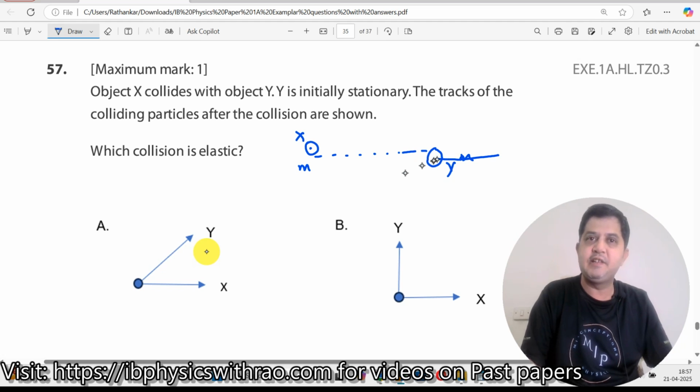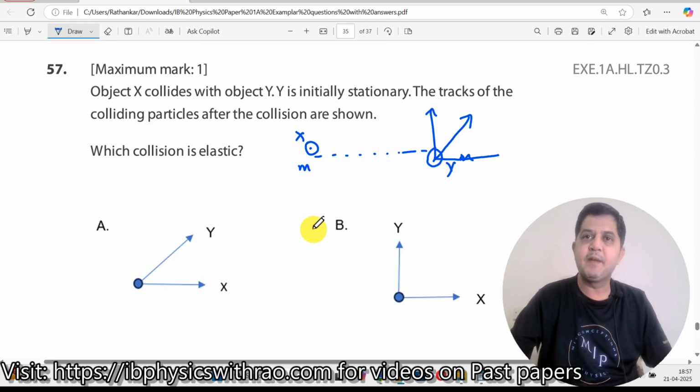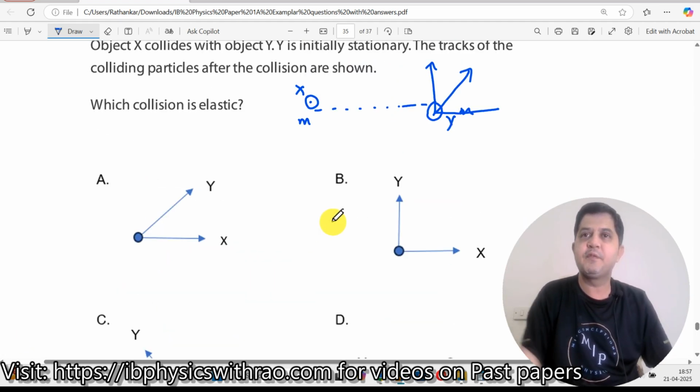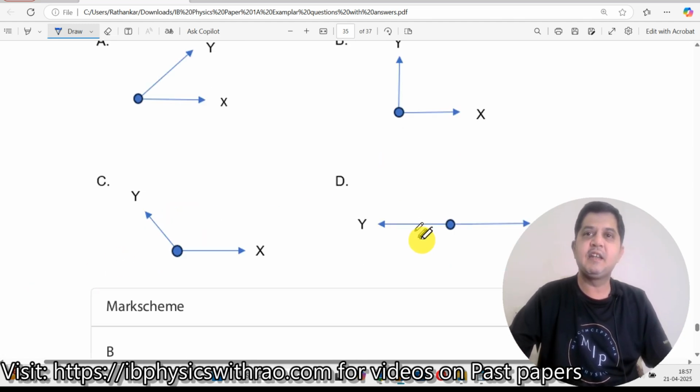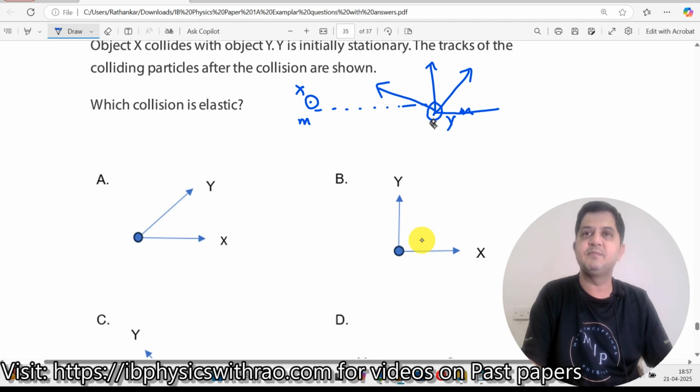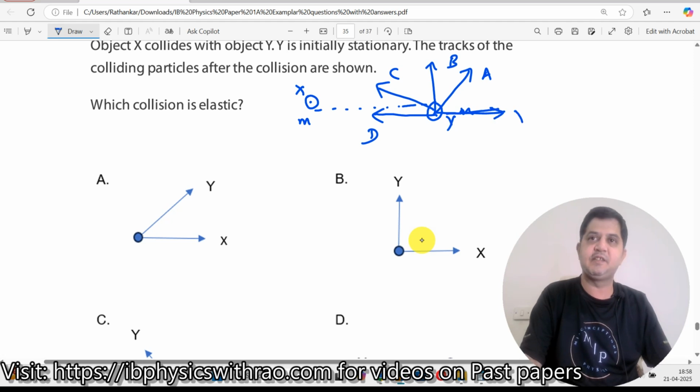Y might go like this, or Y might go like this, right? And then Y might go like this, and Y might go like this, as shown by the four diagrams. So this is your A, this is your B, this is your C, and this is your D. But X will always go like this.